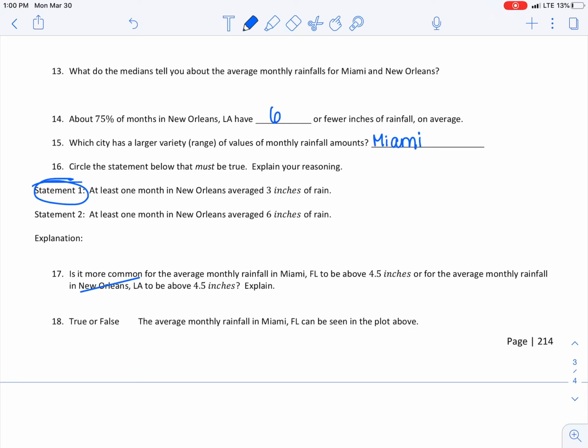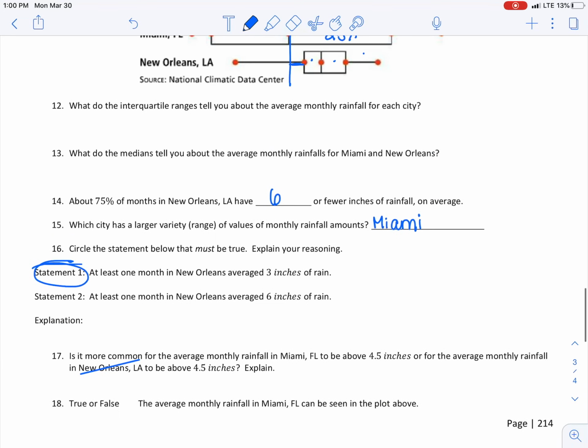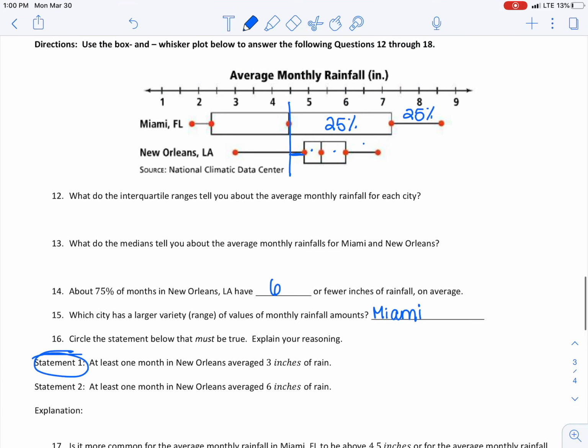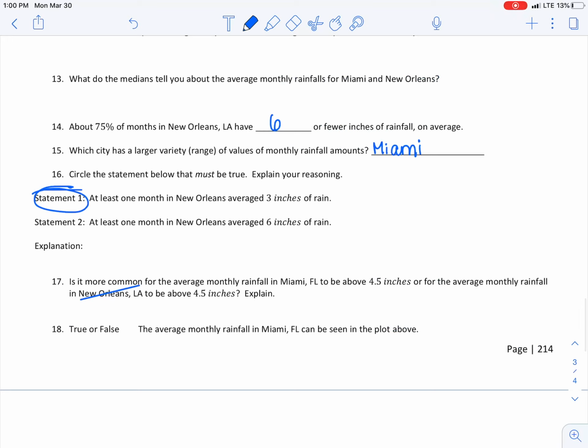True or false, the average monthly rainfall in Miami, Florida can be seen in the plot above. Well, average is the mean. We can't necessarily see the mean of the data. The only thing that we can see here is the median. So this would actually be false.